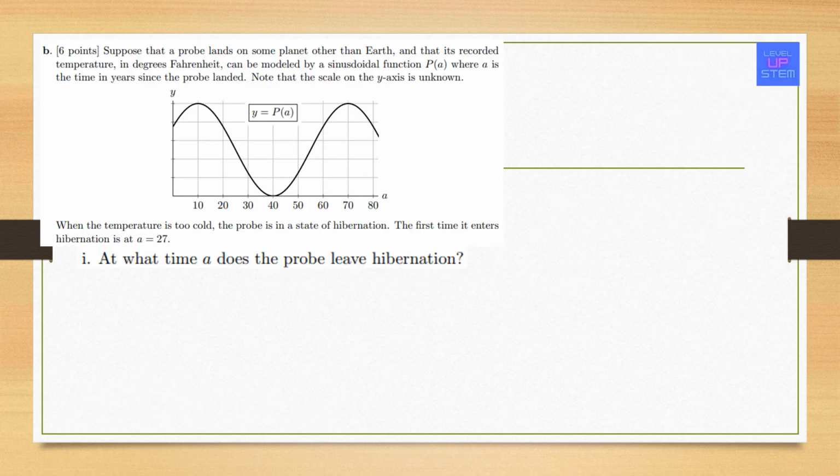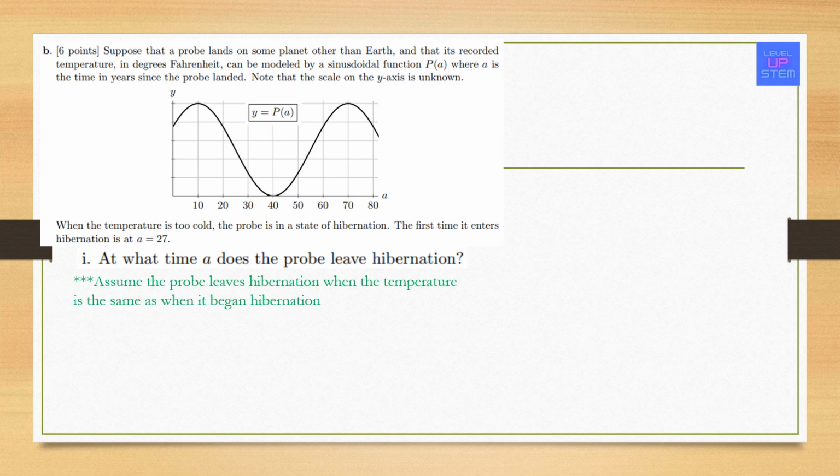So here we go, part B. Suppose that a probe lands on some planet other than Earth and that its recorded temperature in degrees Fahrenheit can be modeled by a sinusoidal function P of A, where A is time in years since the probe landed. Note that the scale on the y-axis is unknown. When the temperature is too cold, the probe is in a state of hibernation. The first time it enters hibernation is at A equals 27. At what time A does the probe leave hibernation?